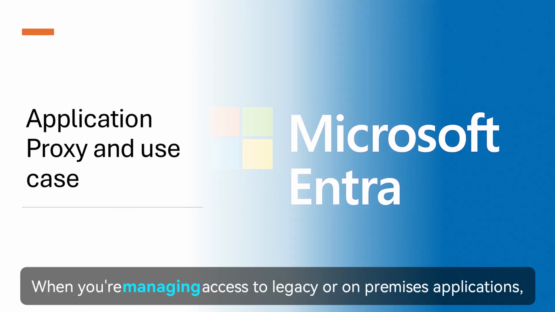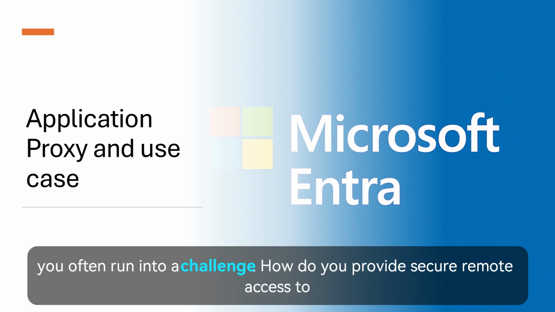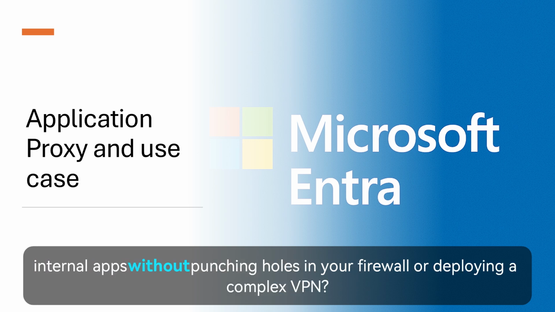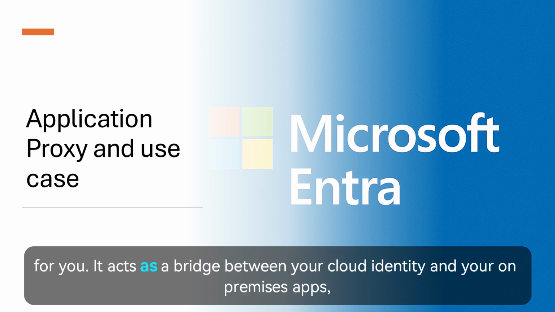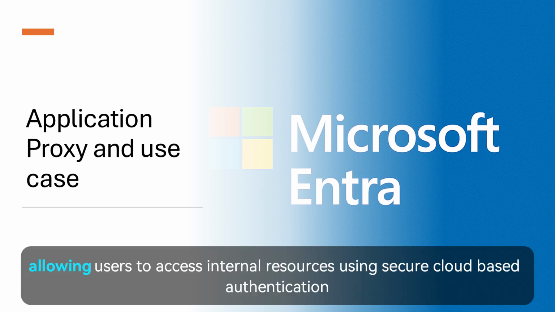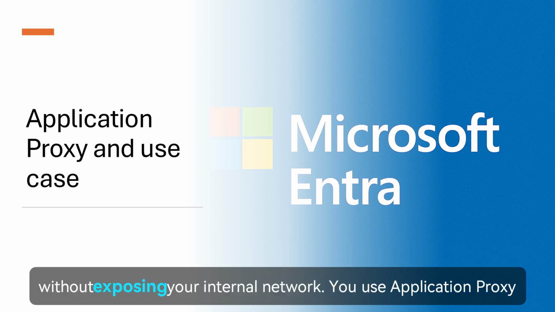When you're managing access to legacy or on-premises applications, you often run into a challenge. How do you provide secure remote access to internal apps without punching holes in your firewall or deploying a complex VPN? This is where Microsoft Entra Application Proxy becomes a powerful solution for you. It acts as a bridge between your cloud identity and your on-premises apps, allowing users to access internal resources using secure cloud-based authentication without exposing your internal network.